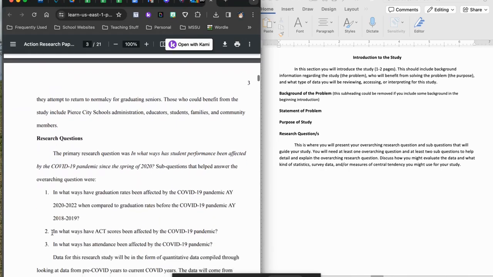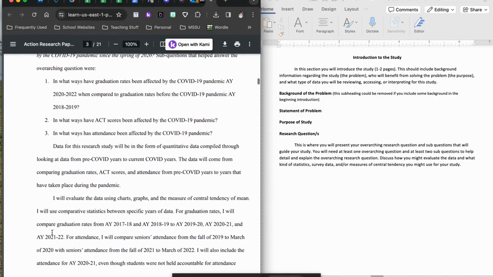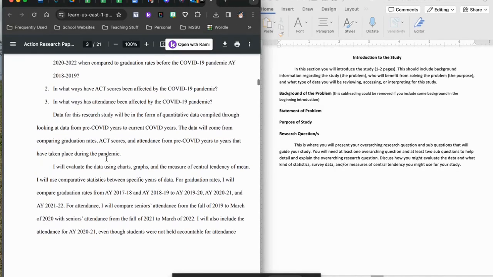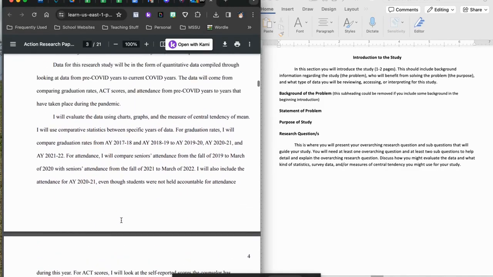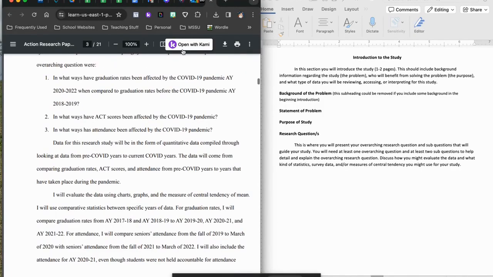Finally, those well-formulated research questions that you have worked on and had approved, you'll include those with any sub-questions in a section here. And then this writer went on to add a few more pieces of information about exactly what data was going to be examined in order to answer those questions.